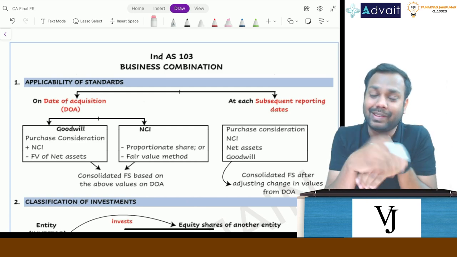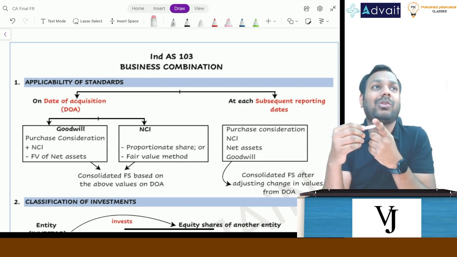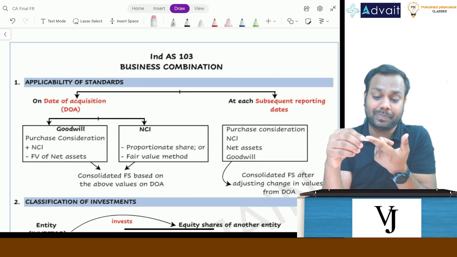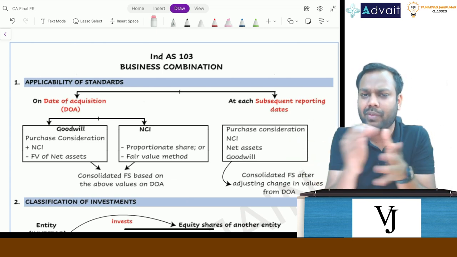In the previous sessions, we have studied about leases, share based payments. We also studied about revenue and then financial instruments, right? And I believe the sessions were quite helpful for all of you.